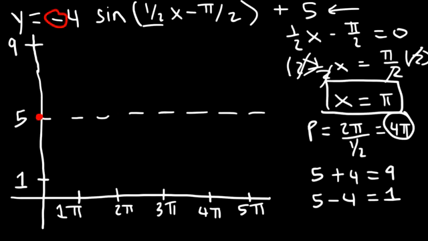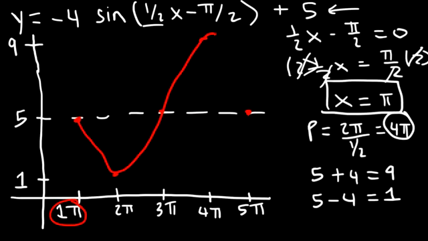I do need to make a correction. The phase shift is 1 pi. So the first point has to start at pi. Then it's going to go down, back to the middle, then to the top, and over here. So make sure you always start at the phase shift. So the graph looks like that.